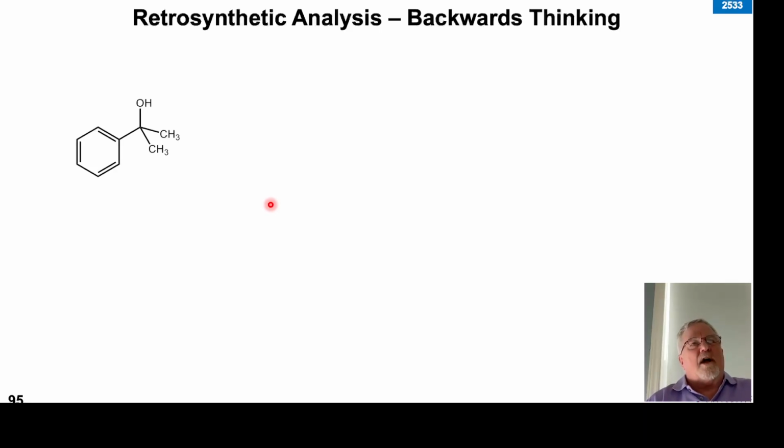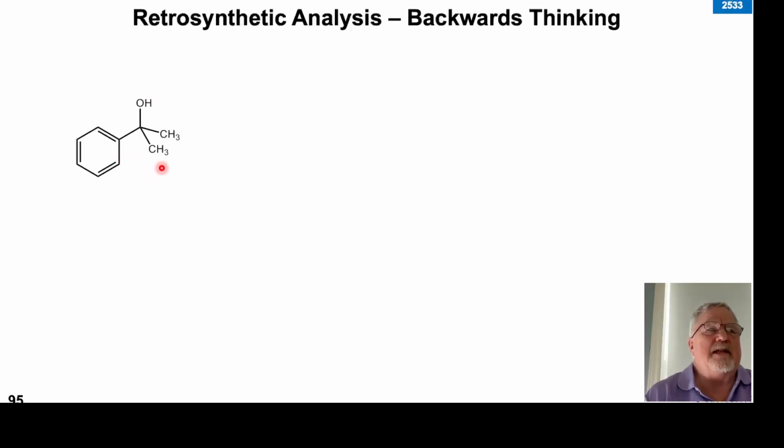One of the things I want to talk about, and this will be coming up in your group assignment that I'll be posting tomorrow, is something called a retrosynthetic analysis. And this is really thinking backwards. We're used to seeing reagents, and we do reactions with those reagents to go forward to make products. Well, what if we wanted to make this?